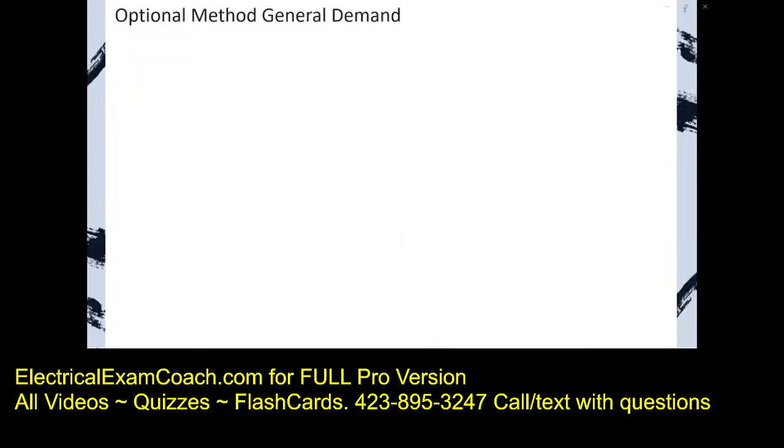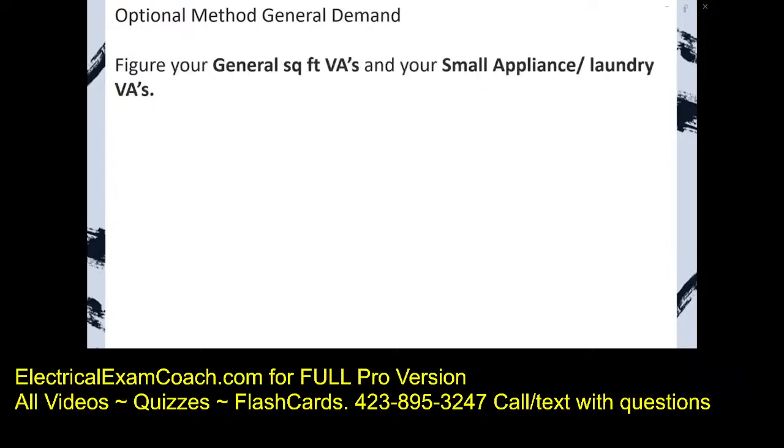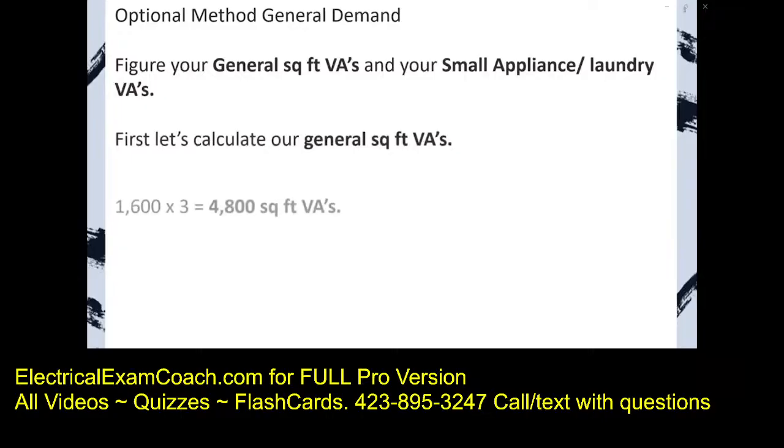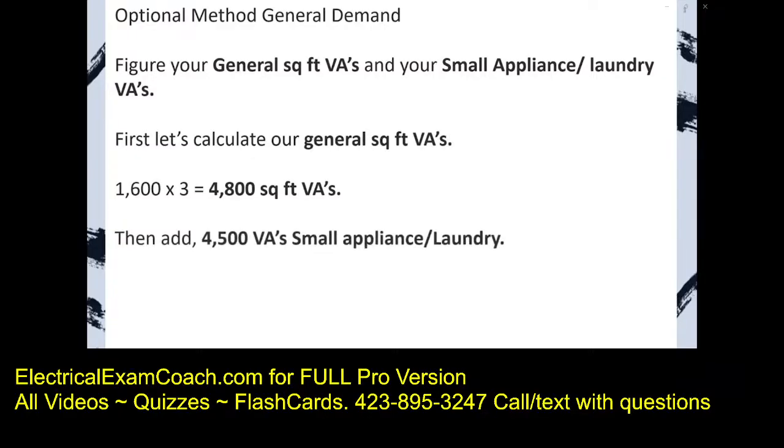Step 1 with any load calculation, whether standard or optional, is to get our general lighting demand. We're going to do our square foot VAs just like we did before. We take our square foot. Let's imagine we have a 1,600 square foot house. We multiply that by 3 VAs per square foot. That gives us 4,800. Now we need to tack on our 4,500 for our 2 small appliances and 1 laundry, just like we did before. Now we total them all up. The only difference is that we do not apply any demand factors at this point. We're going to apply a general demand factor later.